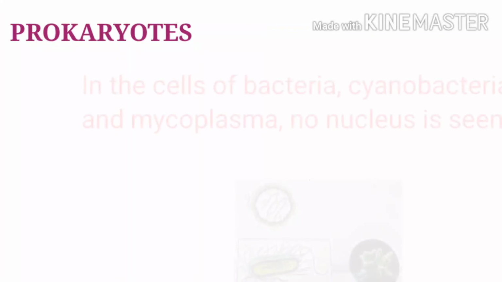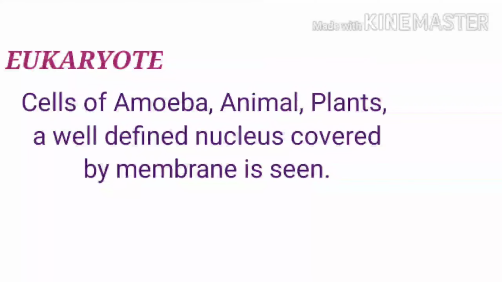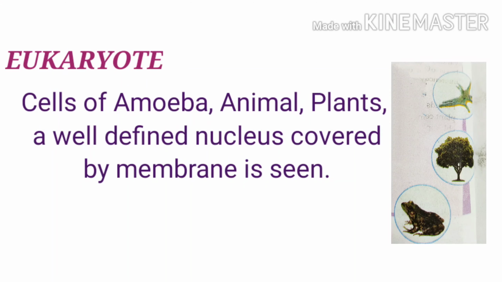All organisms do not have nucleus inside the cell. For example, bacteria, cyanobacteria, mycoplasma, in these organisms nucleus are absent, so they are called as prokaryotes. And in some cells like cells of the amoeba, animal, plant, they have nucleus, and the nucleus is covered by a membrane. Those organisms are called as eukaryotes. Human beings are also eukaryotes.